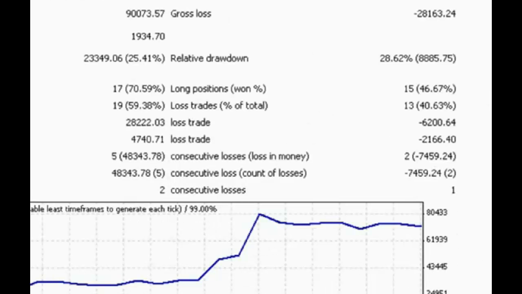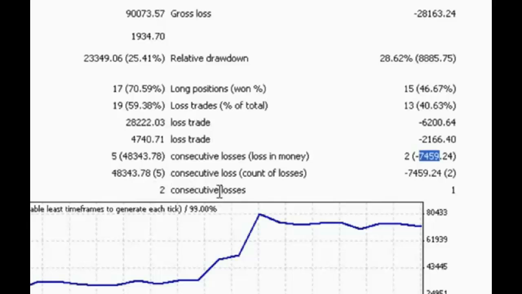Now, I wanted to go through this report because if you look at this, you can be frightened. But there's no need to be, because of what we call money management, and I'll explain that right now. Consecutive losses in money, 7,500. You could look at that and say, I've just put 10,000 in the account, it's had 2 losses, and it's reduced the account by 75%. I mean, that's just not on. I don't want to risk that.